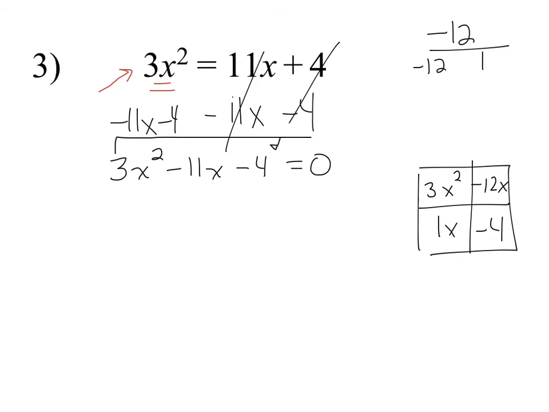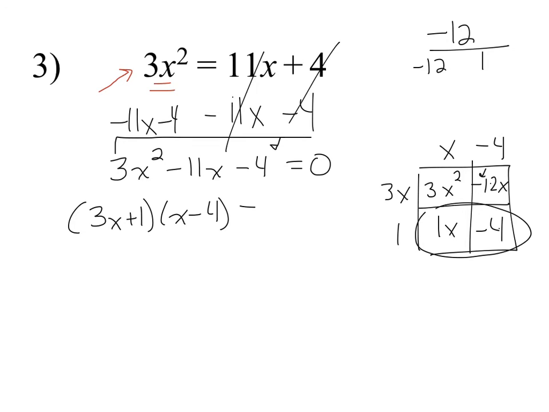So the first row I can take out a 3 and an x. The first column I can take out just an x. If I do this bottom row, I have 1x and 4. There's really nothing in common there, so let's put a 1. And we have negative 12x and negative 4, which I can take a 4 out. But then I'll make it negative because the first term is negative. So my two factors are 3x plus 1, x minus 4 equals 0.